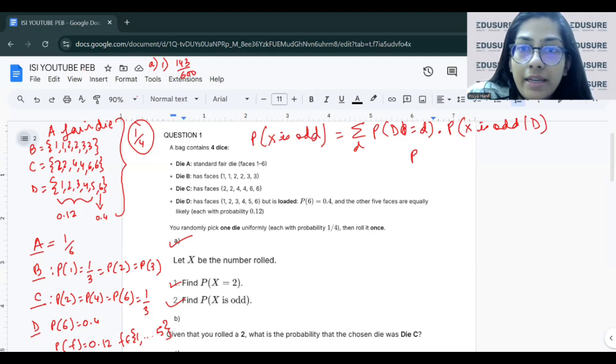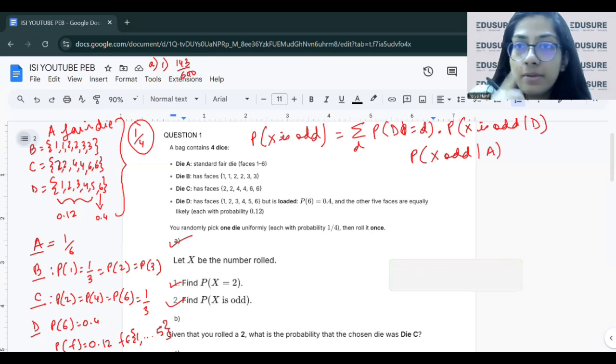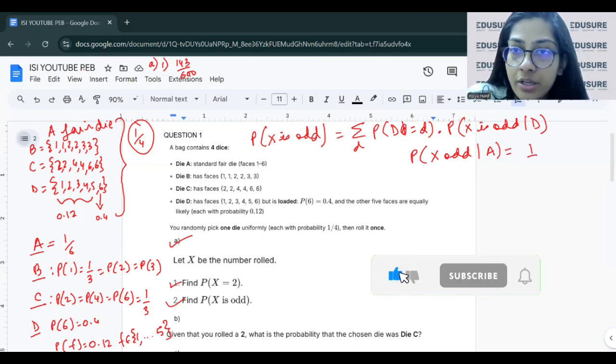ठीक है. So let's enumerate. तो probability that x is odd given that it comes from a. A से क्या आ रहा है? So it'll be उसके पास 1 3 5 होगा, which is going to be 1 by 6 plus 1 by 6 plus 1 by 6. That's going to be half. Okay, so ये आ गया.